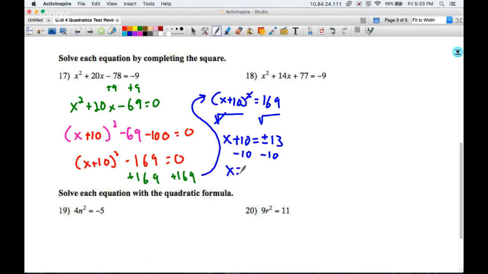So now I've got x equals negative 10 plus or minus 13, which means that x equals, let's see, negative 10 minus 13 would be negative 23. And negative 10 plus 13 would be a positive 3. So both of these answers solve that equation. Questions? No, that's good.